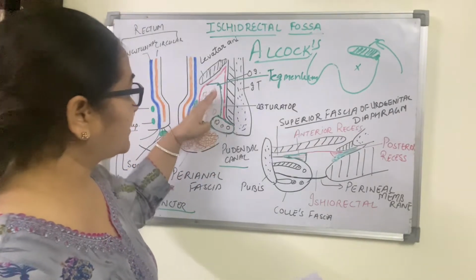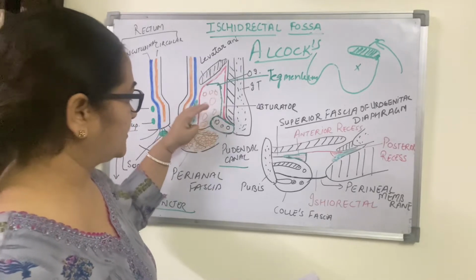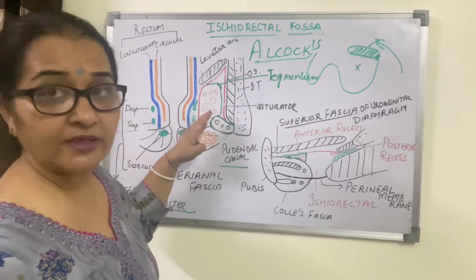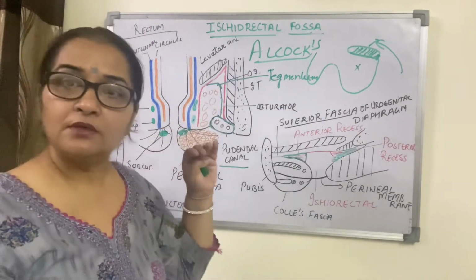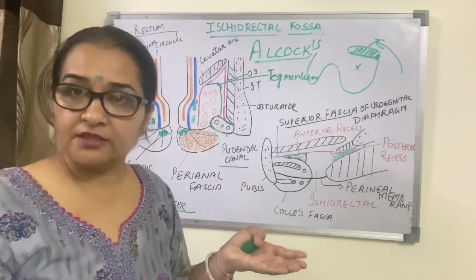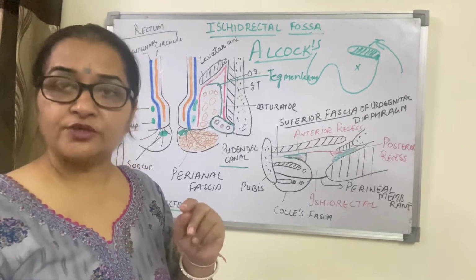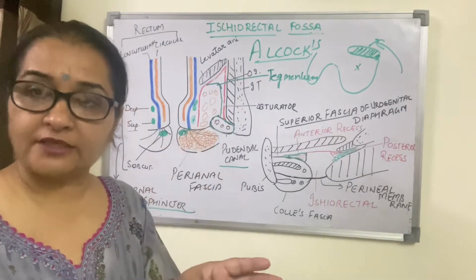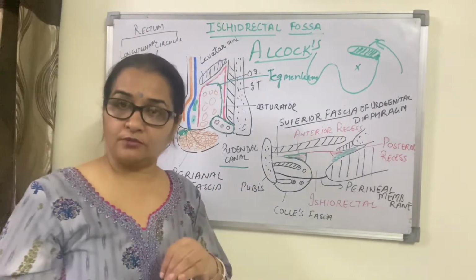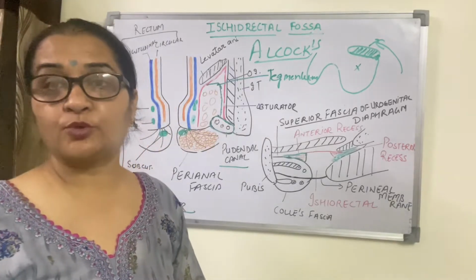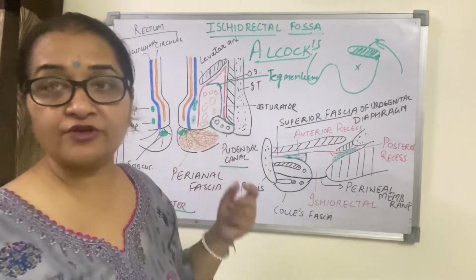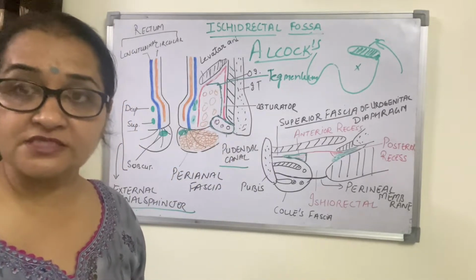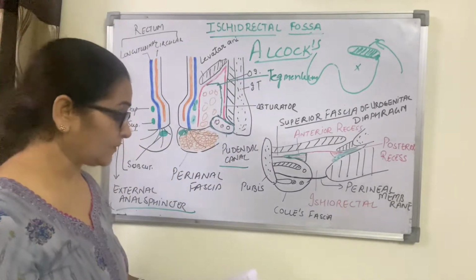In some diseases, the fat is not present around the rectum or anal canal. So definitely if the rectum and anal canal are not supported on the lateral side, rectal prolapse happens. So these fat cells act as a supporting framework too.